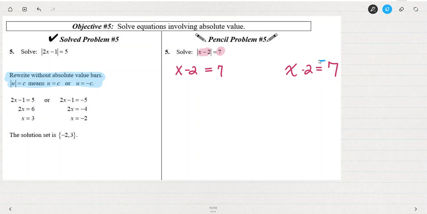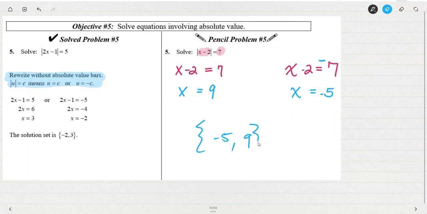So we have x minus 2 is either equal to 7 or the opposite of 7. And then solving for x, we're going to add 2 to both sides to get 9. Add 2 to both sides to get negative 5. And the solution is negative 5 or 9.